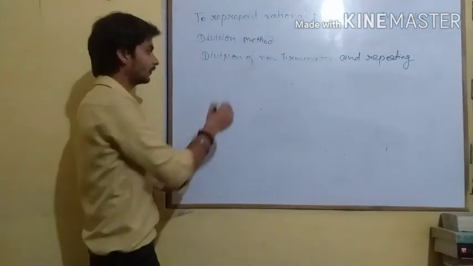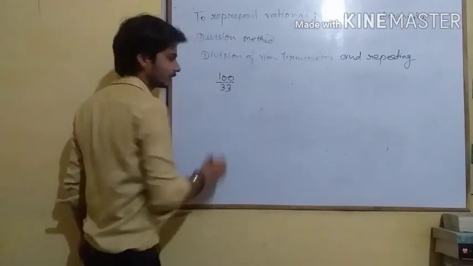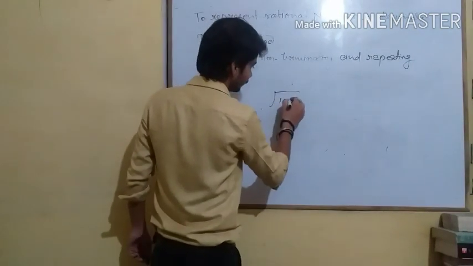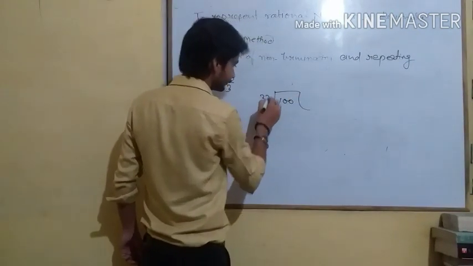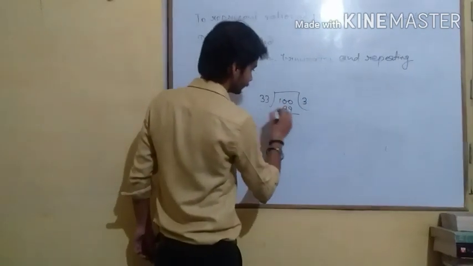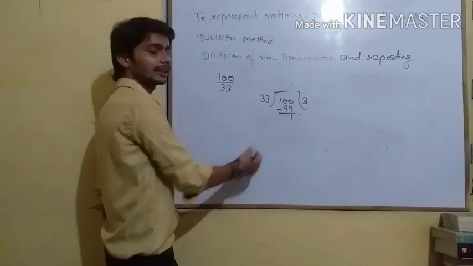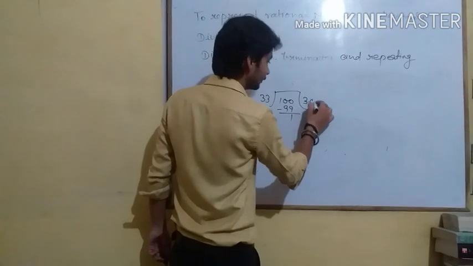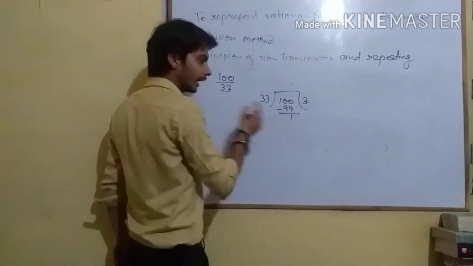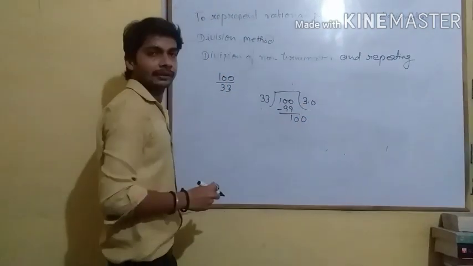Firstly, divide them. If we have the 100 divided by 33, or the 100 upon 33, apply the division method. 100, 33 3s are 99. Subtract it and we get 1. Now the 1 is less than the 33. Put the decimal and we write here 10. Again put the 0 here and we write here 100.